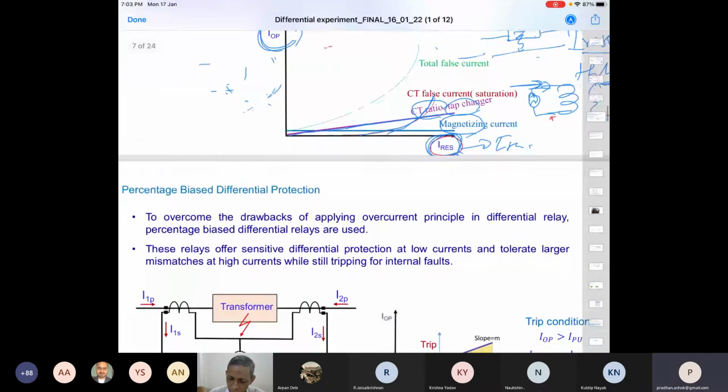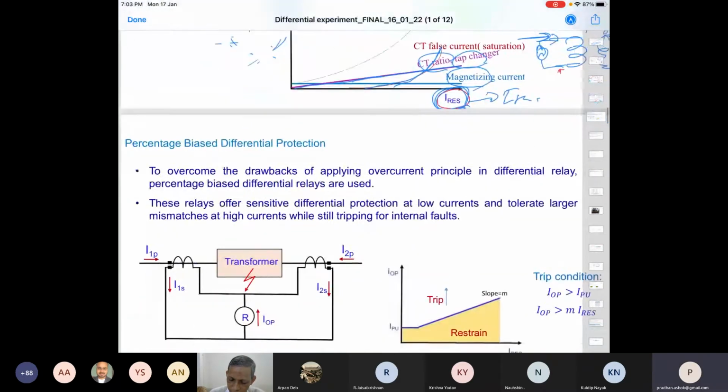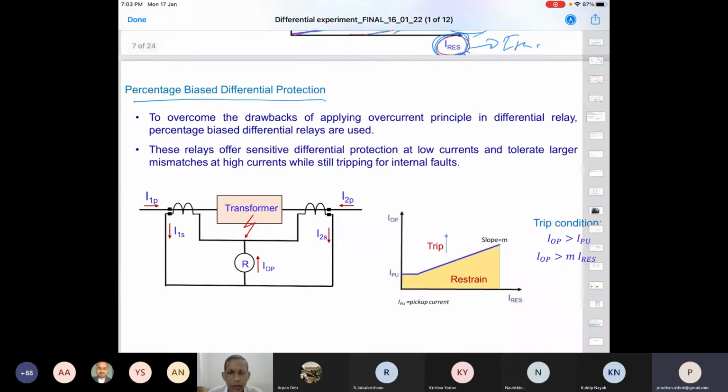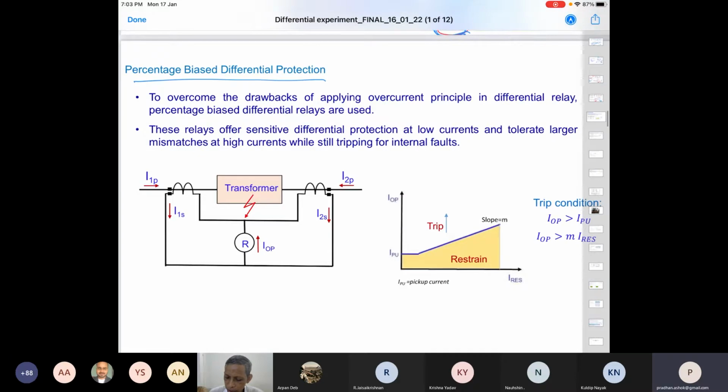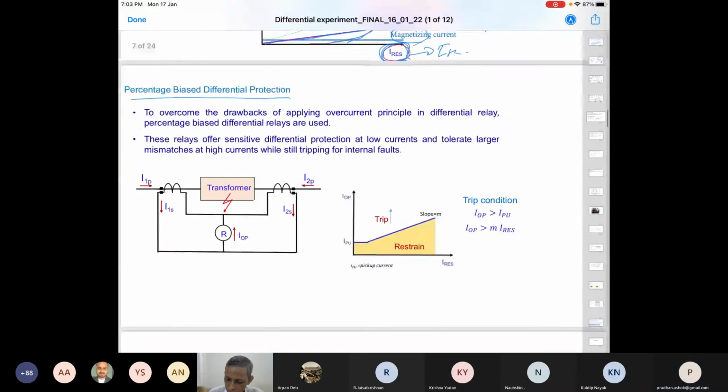So now we'll consider the percentage bias differential protection. We find a limitation on the overcurrent relay or the associated differential current relay. That overcurrent is nothing but the difference current or differential current. So we go on to consider this percentage bias differential relay. This is what we'll see now, a characteristic like this.